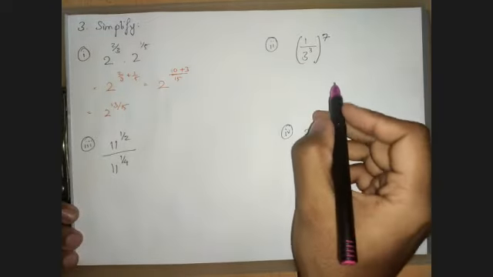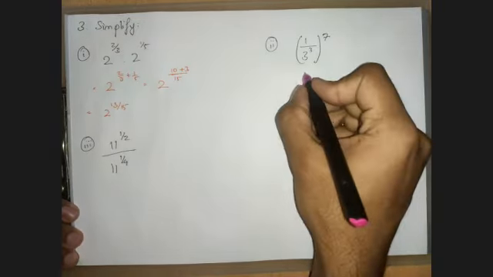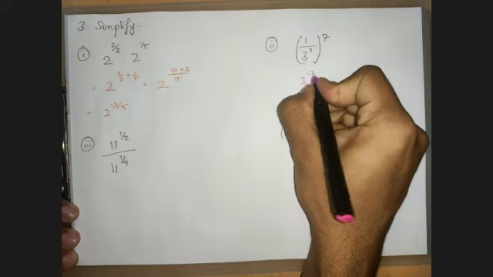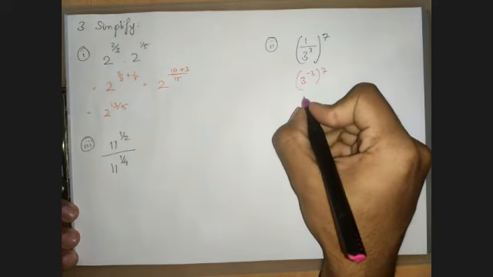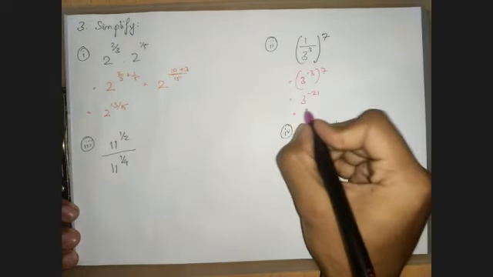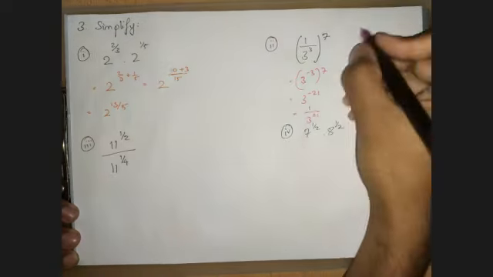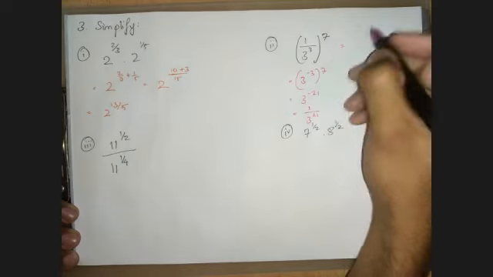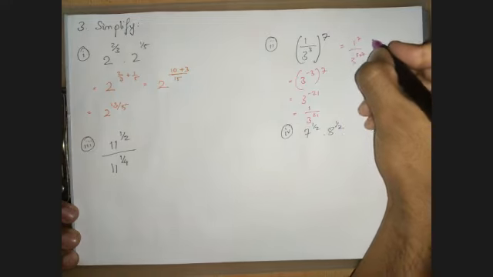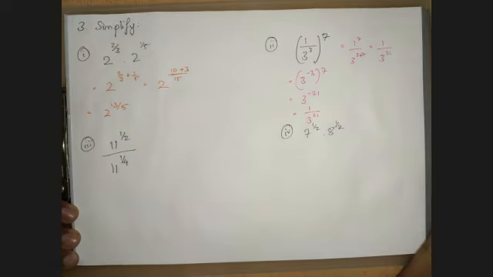Now the second problem is 1 by 3 power 3, the whole power 7. So I can write 1 by 3 power 3 as 3 power minus 3, whole power 7. So this would be equal to 3 power minus 7 3s are 21. So this would be equal to 3 power minus 21, which can be written as 1 by 3 power 21. Or I can directly write this as 1 power 7 by 3 power 3 into 7. So this would be equal to 1 by 3 power 21. I can do it in any way.